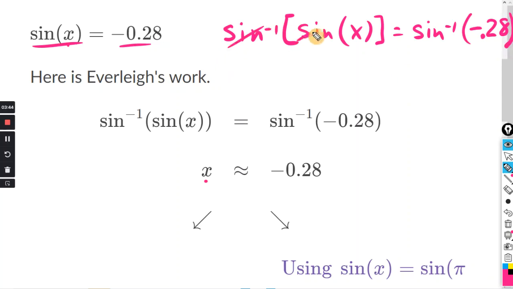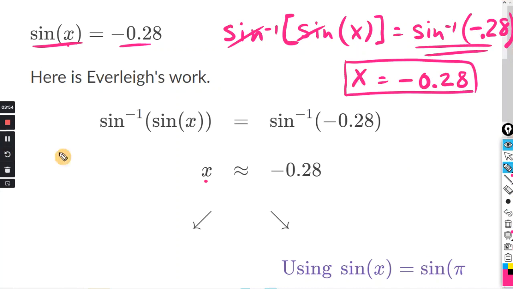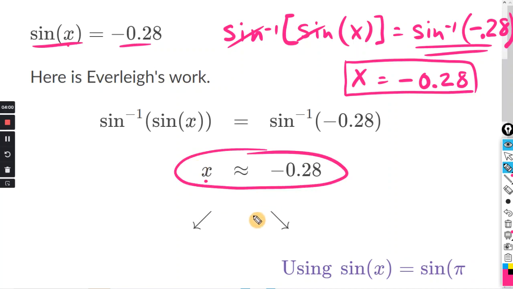Inverse sine and sine cancel. And x equals this. You need the calculator set to radians, okay? So do this in radians. And rounding off, I get negative 0.28. So that's what this person got, so that step is correct.